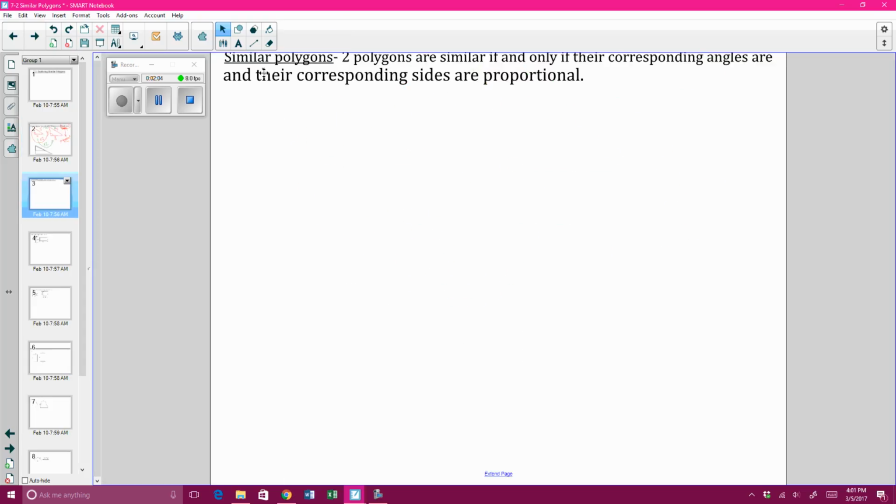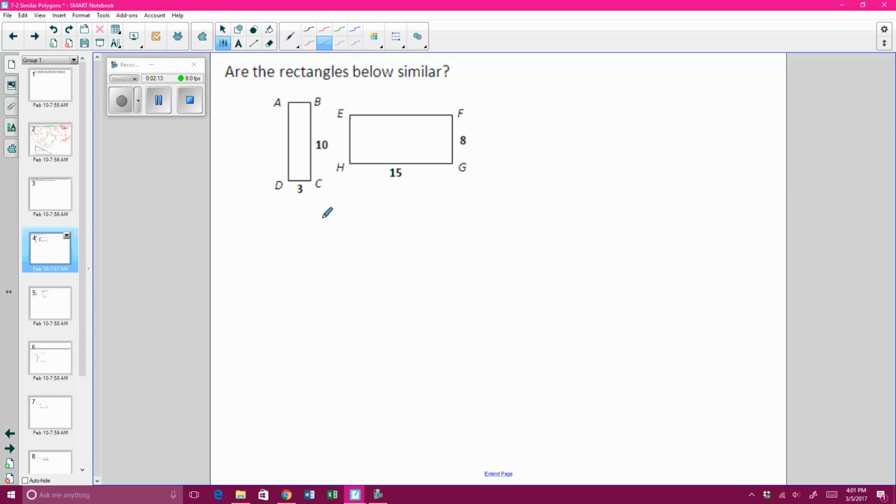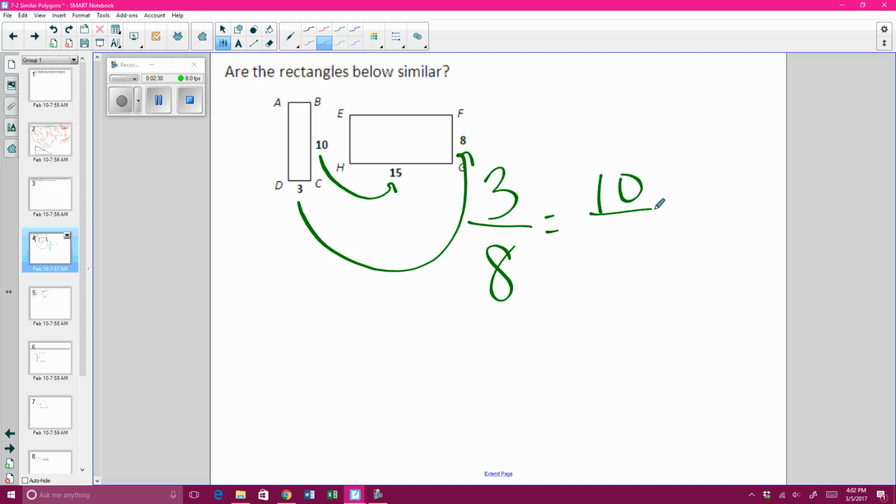So polygons are similar if and only if their corresponding angles are congruent and their corresponding sides are proportional. So let's talk about a few of these similar figures. Are the rectangles below similar? So do they have the same scale factor to get from each side to the other? So let's see. We're going to compare 3 and 8, and we're going to see if 3 over 8 is proportional to 10 over 15. Notice that I'm going in the same direction. I'm going from left to right, 3 to 8, 10 to 15.